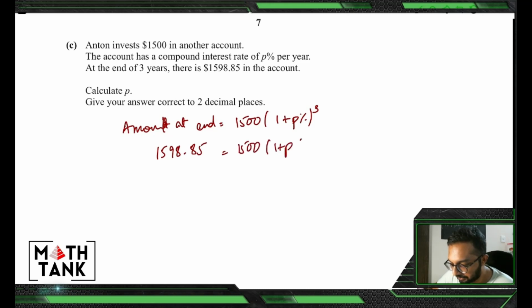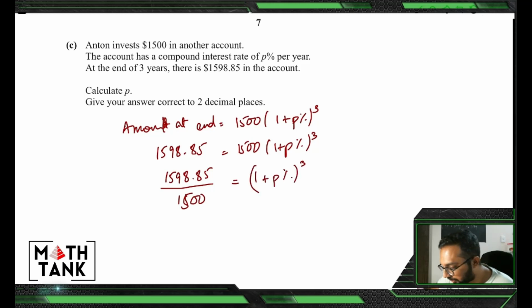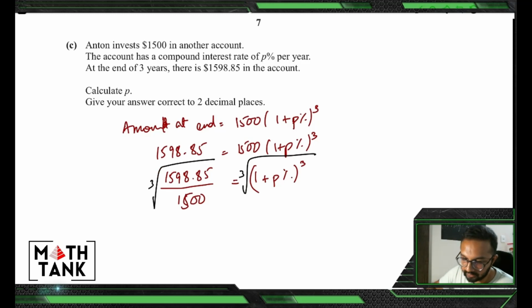What you're going to do is simple. You're first going to remove 1,500 from here, divide it. Then how do you remove a cube? You take a cube root on both sides. So that gives you what? Let's put that on a calculator. Cube root of 1598.85. Again, you can do everything on a calculator in one go rather than trying to break it up. It gives me 1.0215, and that's 1 plus P%.